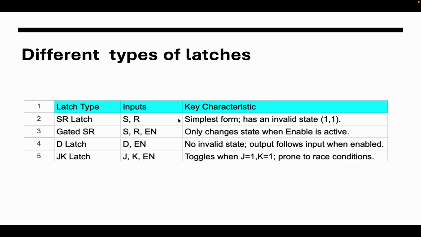This is without the enable, and here no invalid state. Output follows input when enabled. Here in the last one, the JK, it toggles. It toggles when J is equal to 1 and K equal to 1, and is prone to race condition.